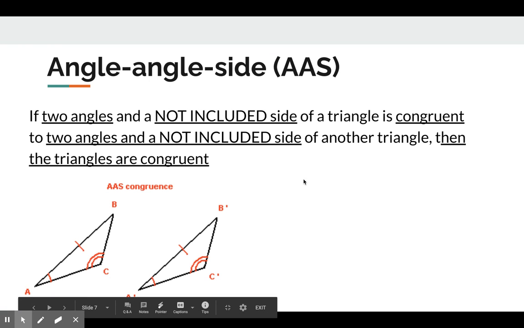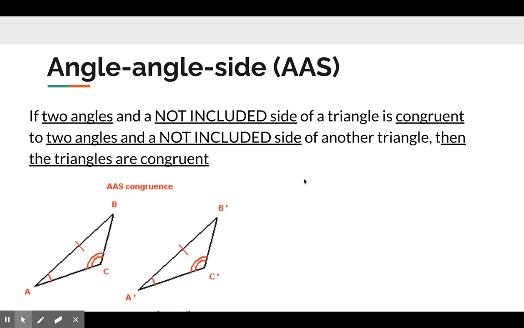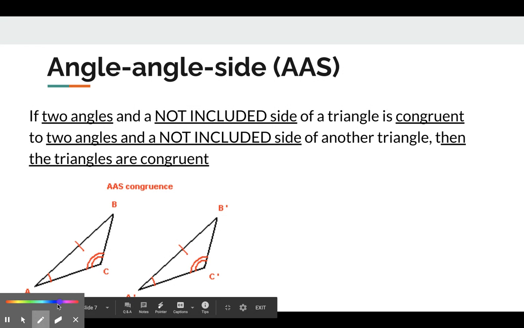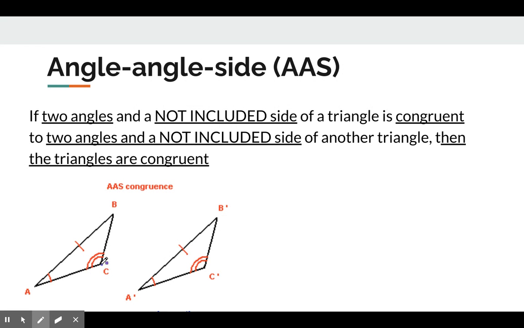Okay, angle, angle, side, or AAS. If two angles and the now not included side of one triangle are congruent to two angles and the not included side of another triangle, then those triangles are congruent. And once again, if you keep your pencil on the paper and never lift it up, you see angle, then angle, then the side. Okay, then you go angle, then angle, then the side.